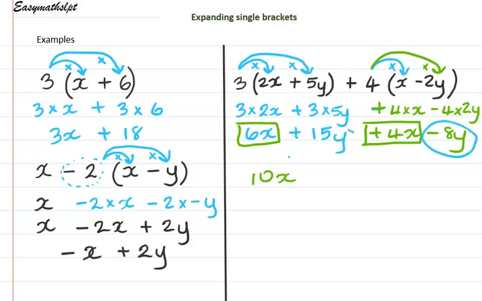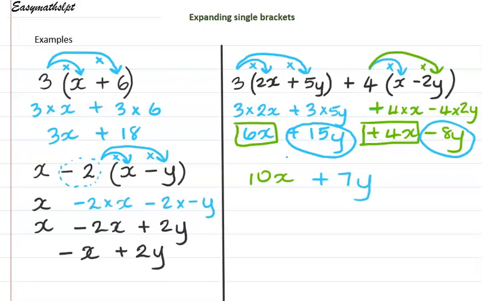And we also have a positive 15y. So 15y minus 8y gives us 7y. And that is simplified. Now your turn. Pause the video, have a go.